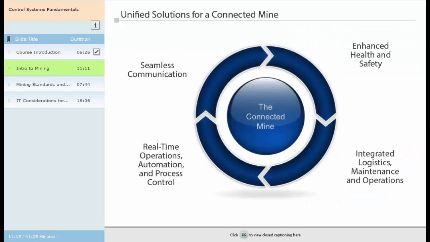In order to connect all the mining phases together into one unified solution, the connected mine should contain the following elements: seamless communications between central control centers and remote operating teams allow for real-time decision-making and collaboration between remote experts and field technicians. Enhanced health and safety allows mining operators to accurately locate personnel and assets and enables real-time monitoring of environment conditions. Integrated logistics, maintenance, and operations allows operators to track assets, detect issues, and administer predictive maintenance.